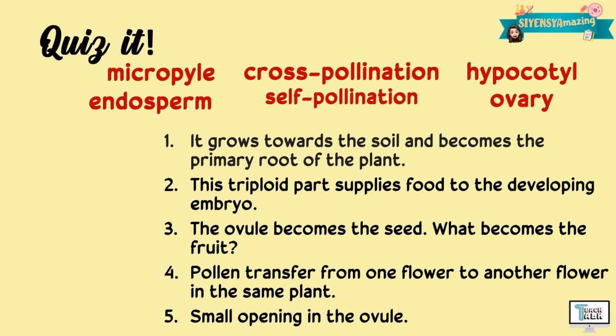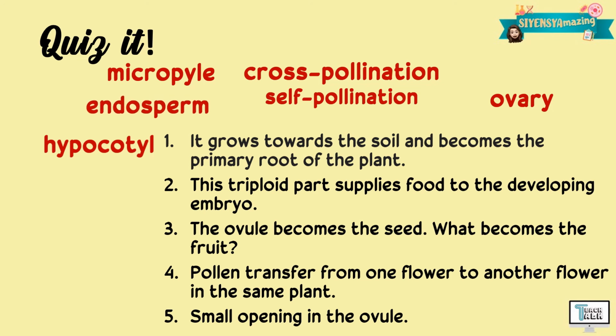Time's up! Let's check kung tamang answers nyo. Number 1. It grows towards the soil and becomes the primary root of the plant. This is under seed germination. It is the hypocotyl. Number 2. This triploid part supplies food to the developing embryo. We have two keywords, first triploid and supplies food. The answer here is endosperm.